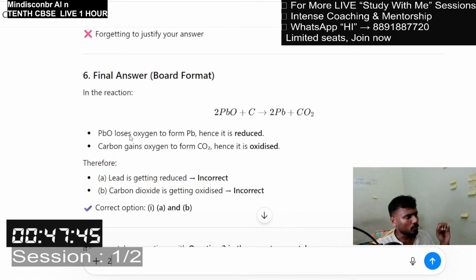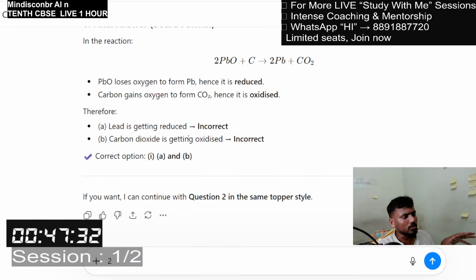Final answer, board format: in the reaction 2PbO plus carbon gives 2Pb plus carbon dioxide, PbO loses oxygen to form lead, hence it is reduced, and carbon gains oxygen to form carbon dioxide, hence it is oxidized. Therefore, "lead is getting reduced" is an incorrect statement and "carbon dioxide is getting oxidized" is incorrect. Correct option: A and B are wrong.